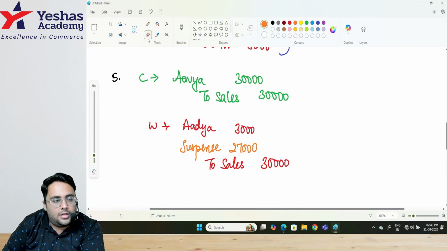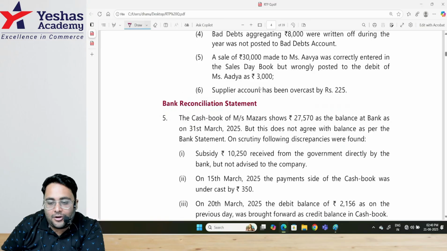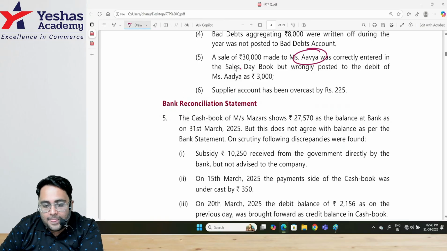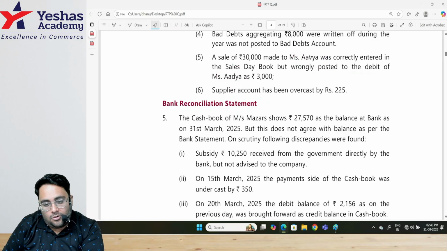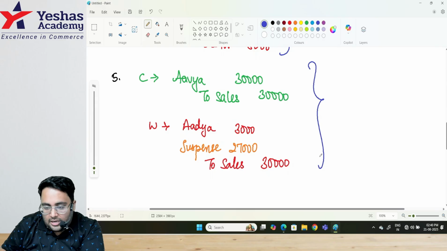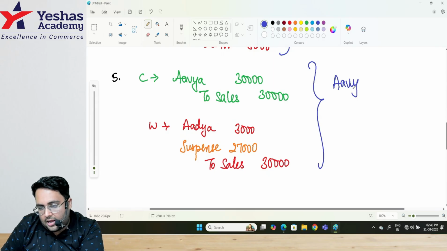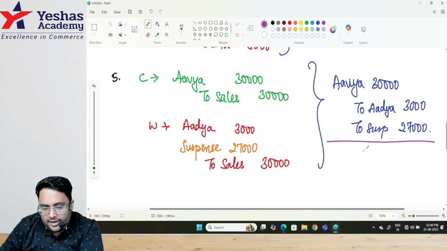How many of you got this right? What I've written on the board is the wrong answer. You did not observe the names are also changed. Oh, I've written correctly. Some of you did not observe Avya and Adya. The sale was made to Avya, but you recorded in the account of Adya. So based on this, what would be your rectification entry? Avya account debit 30,000 to Adya account 3,000 to suspense account 27,000.